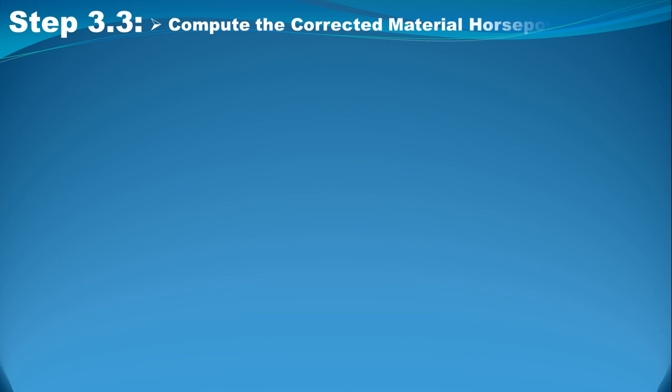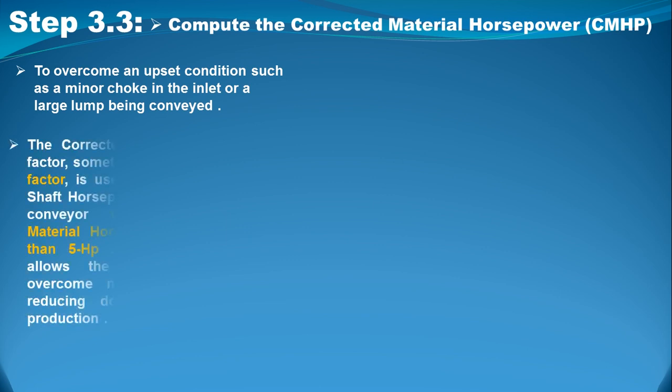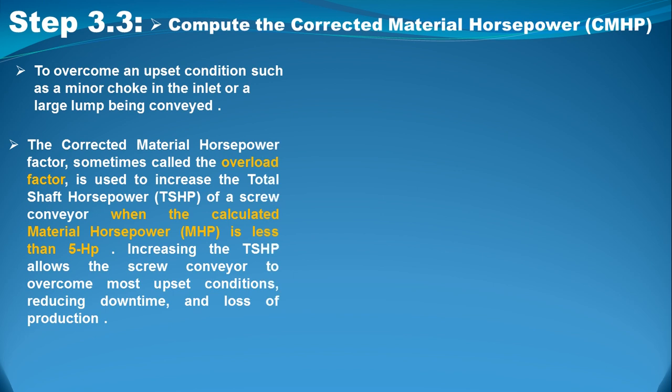Step 3.3, compute the corrected material horsepower, CMHP. Why is it that we compute the corrected material horsepower? It is to overcome an upset condition such as a minor choke in the inlet or a large slug being conveyed. So it is needed in order to compensate for the overloading.